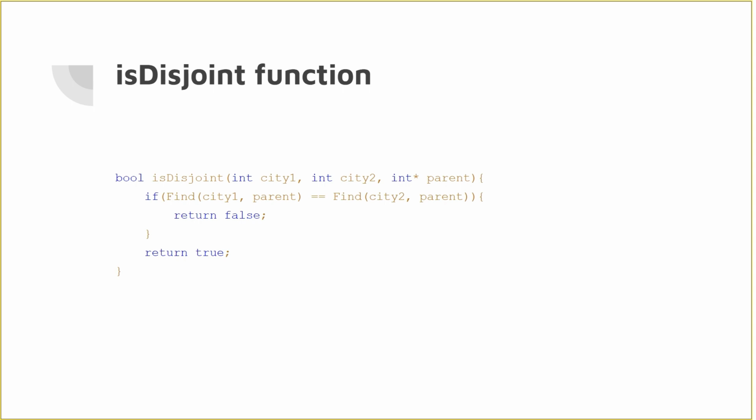This here is the disjoint function I mentioned earlier. It works by using the find function to check if two cities have the same root. If they do, the function returns false, but if they are not, then they're disjoint, so it would return true.